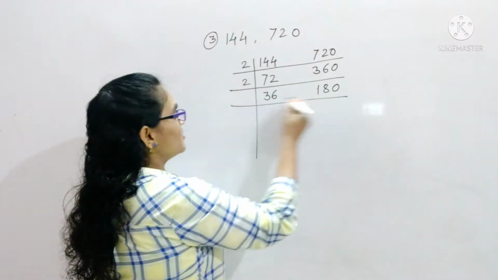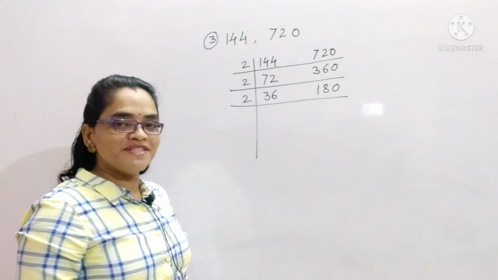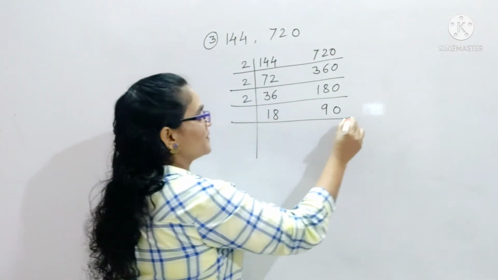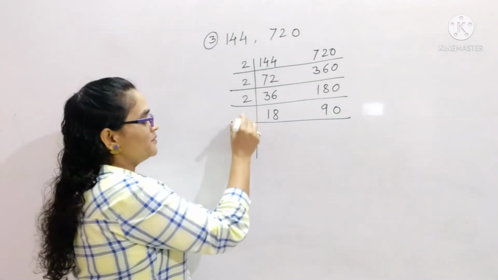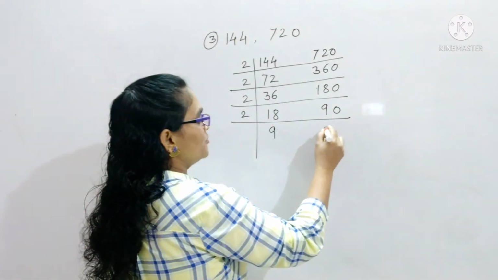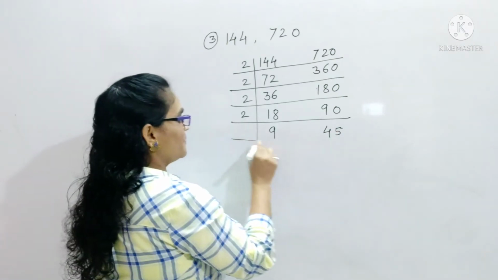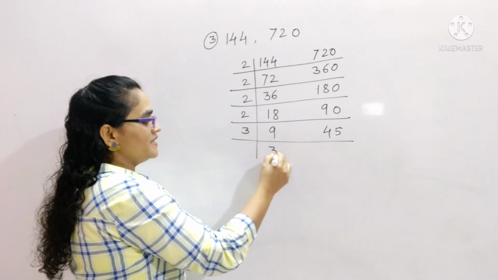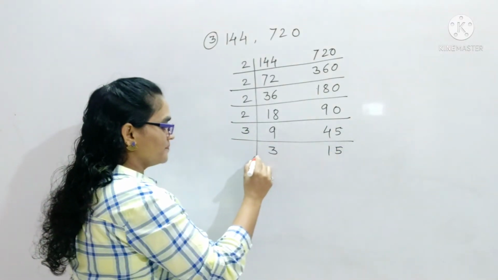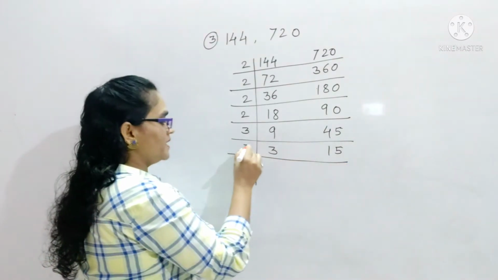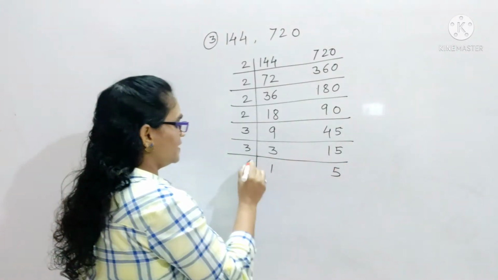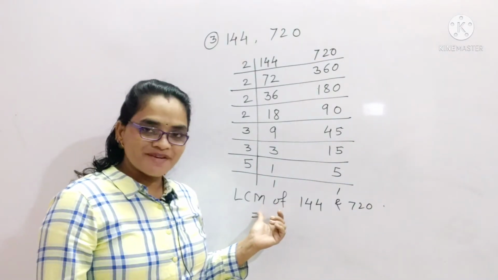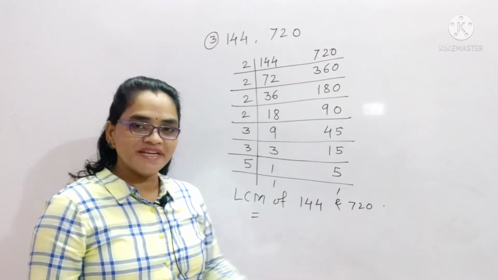Now next, again these both are even numbers, so divisible by 2. 2 18s are 36, 2 9s are 18, 0. Again 18 and 90 are divisible by 2. 2 9s are 18, 2 4s are 8, 1 remain, 45. Now 9 and 45 are odd numbers and these are divisible by 3. 3 3s are 9, 3 15s are 45. Again divisible by 3. 3 1s are 3, 3 5s are 15, and 5 1s are 5, 5 1s are 5.